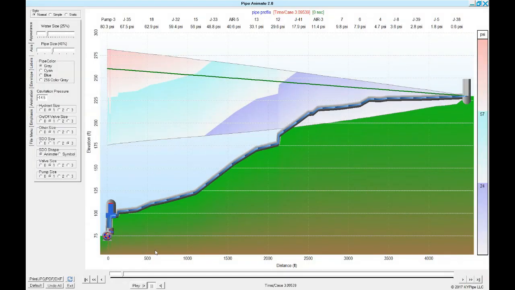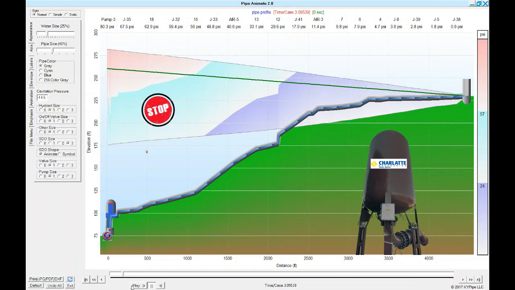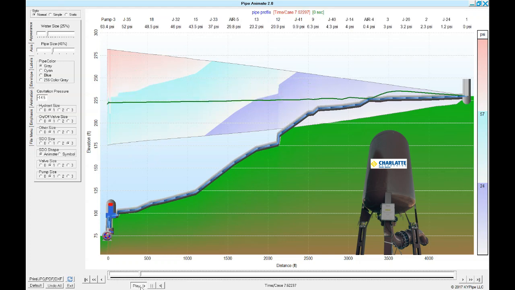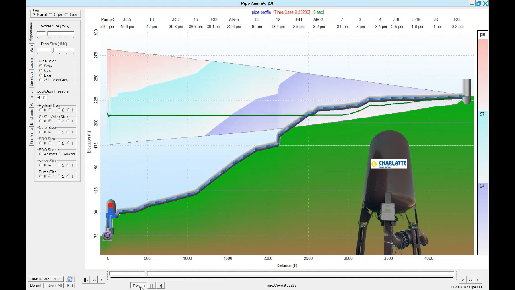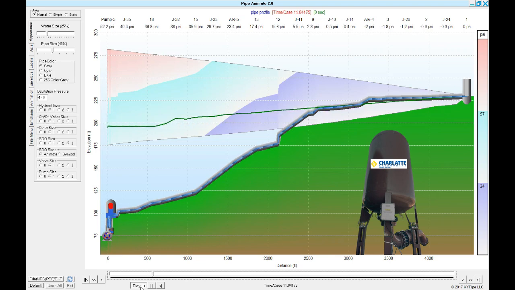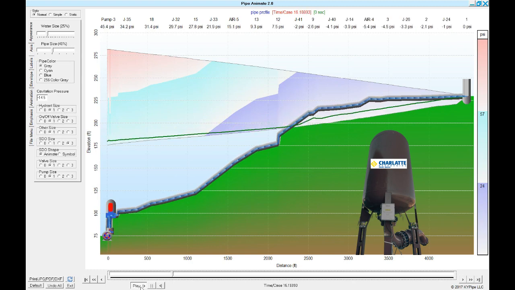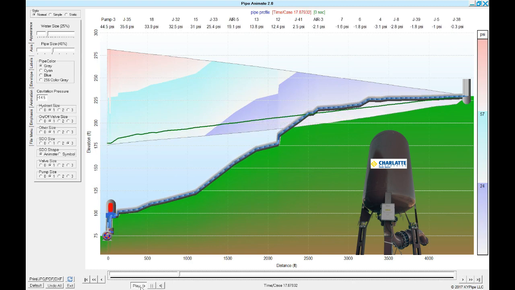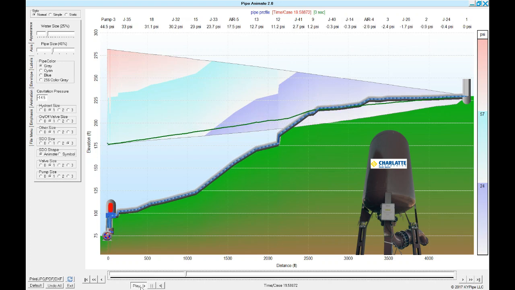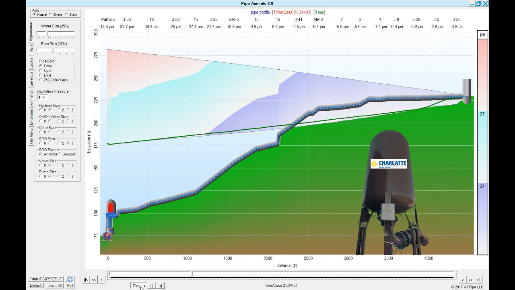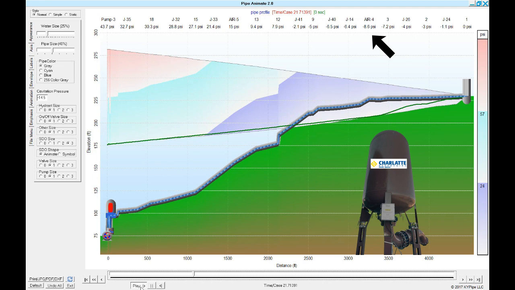Now let's look at the same system with a surge tank installed. You can see the HGL begins to slowly drop. However, a little over halfway through this system, we are experiencing negative pressures that are a little over what is considered acceptable for this system and the pipeline materials.